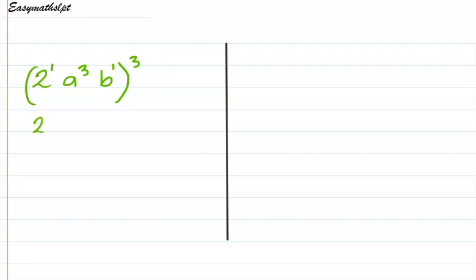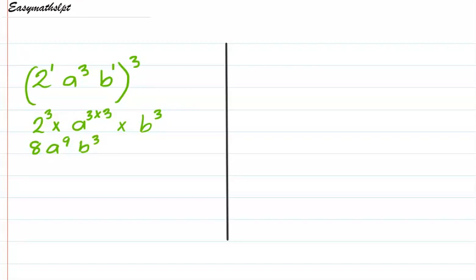So 2 to the 1 times 3 will be 2 to the 3, multiplied by a to the 3 multiplied by 3, which is 9. But let's just write it out for clarity. Multiplied by b, and my power is 1, multiplied by 3, which is 3. Now 2 to the third power is the same as 2 multiplied by 2 multiplied by 2, which is 8. And a to the 3 times 3 is 9, so that's a to the 9th power and b to the 3rd power.